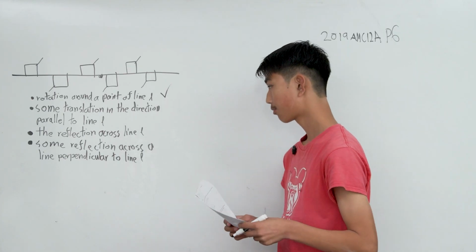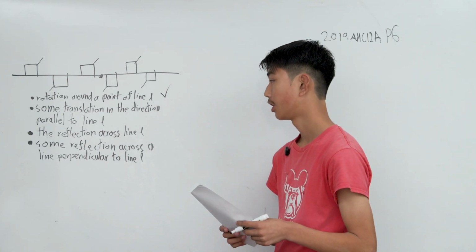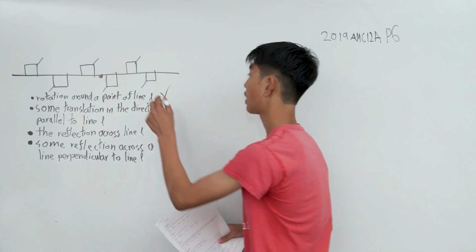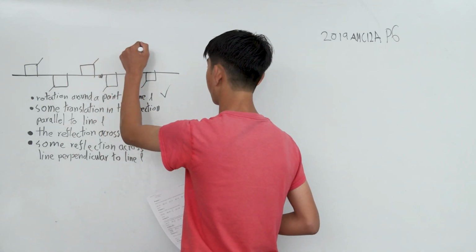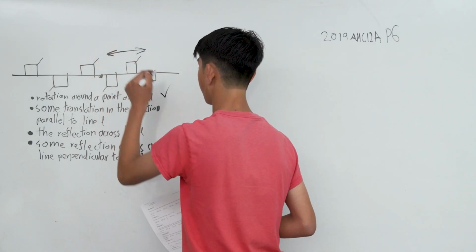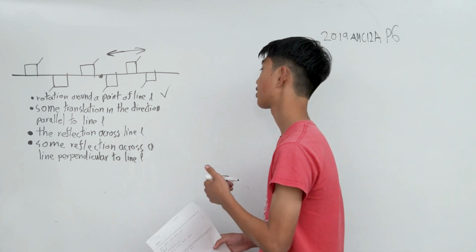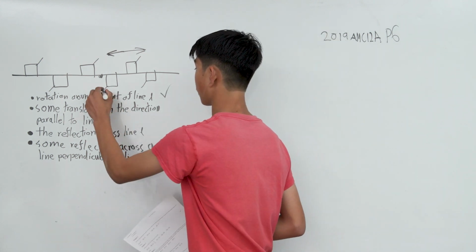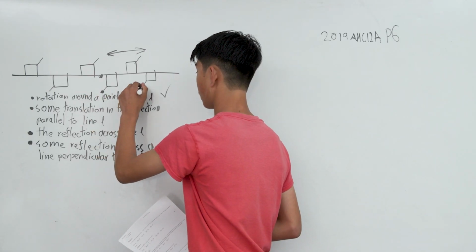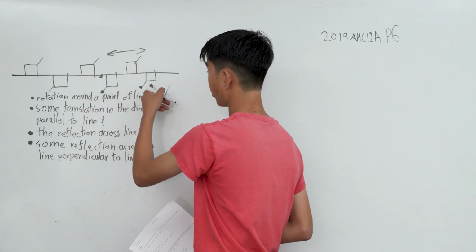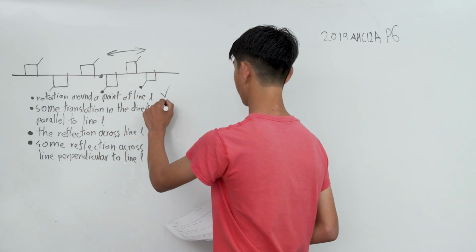Now, some translation in the direction parallel to line L, so that means it's basically either going this way or this way, and yes, this would work if there was a translation of the length that would get this point to this point, or vice versa. So this one works.